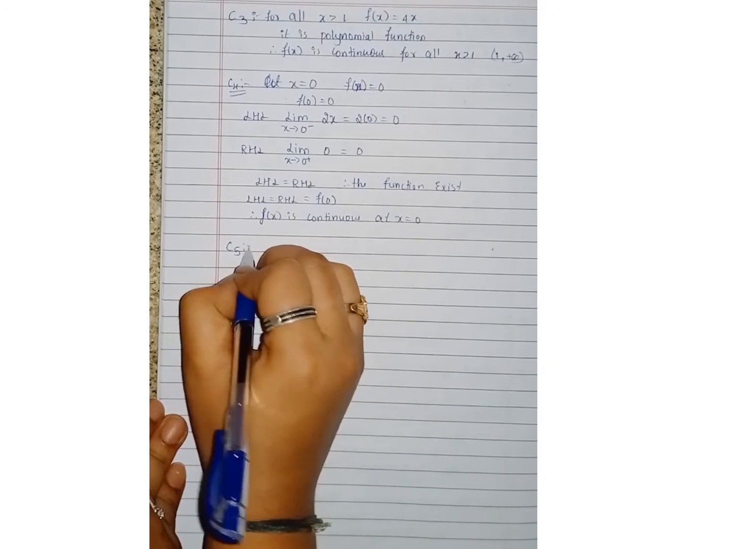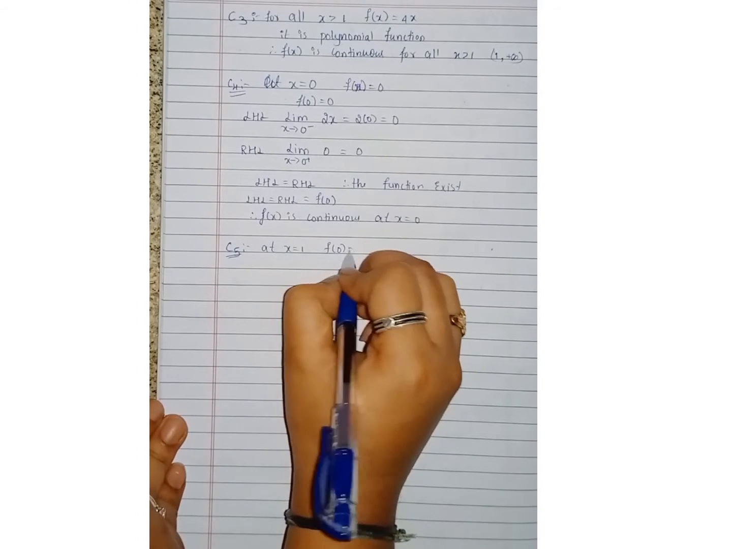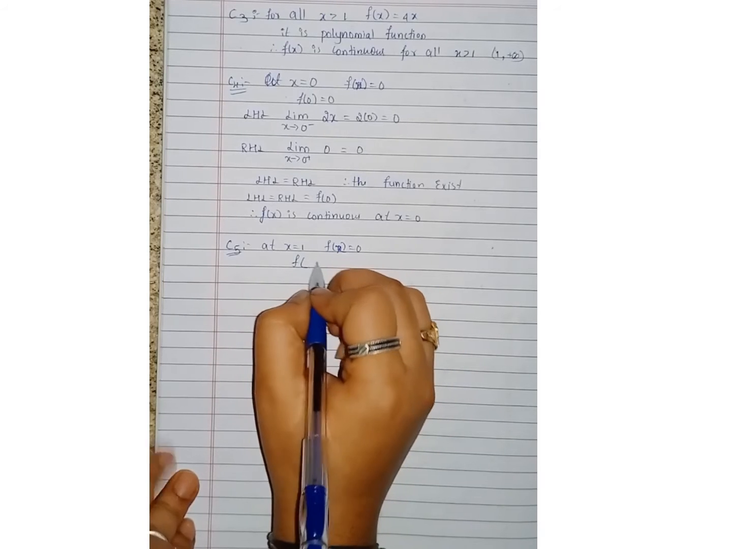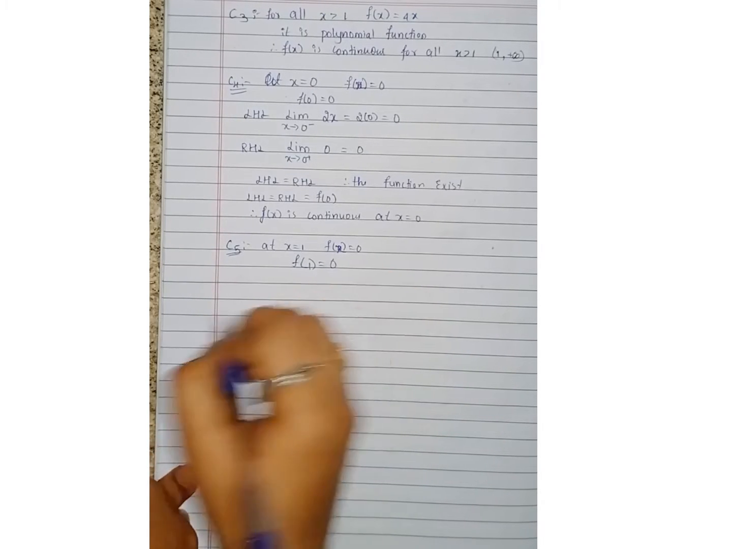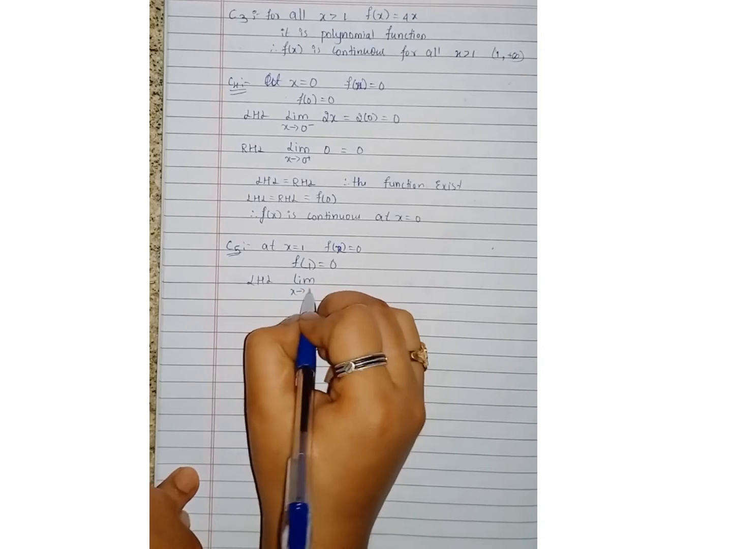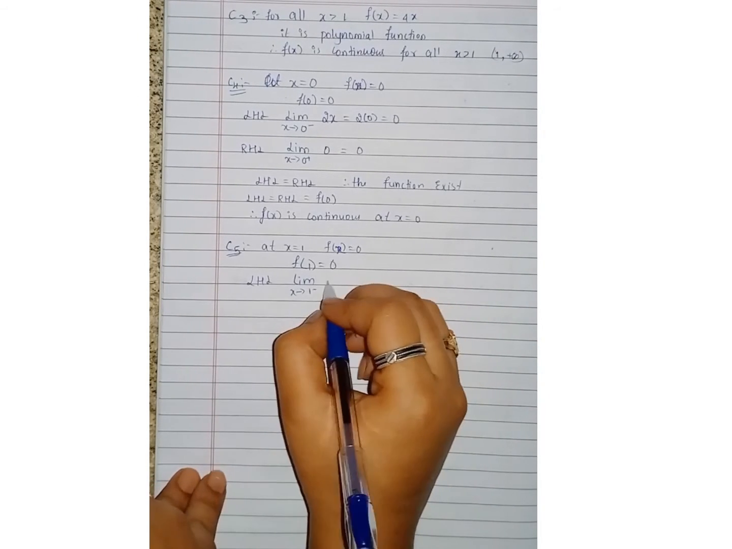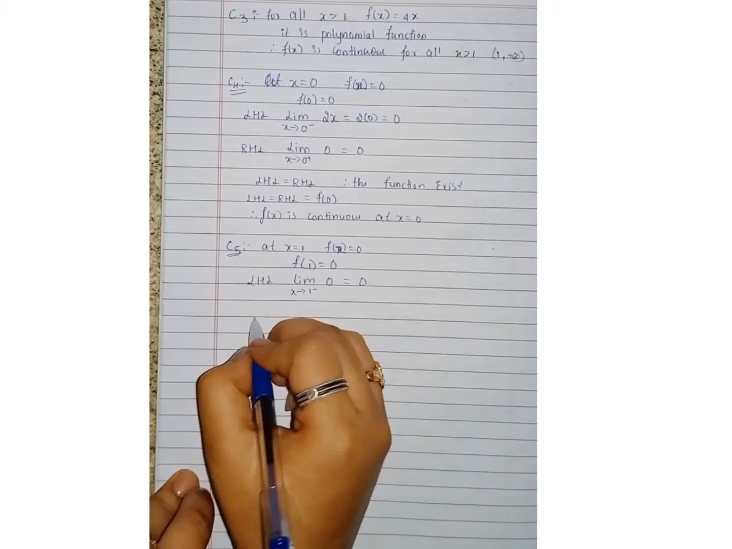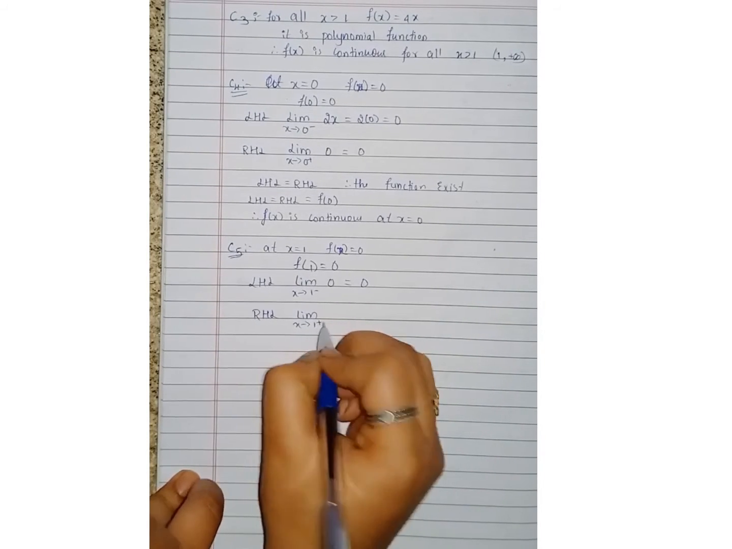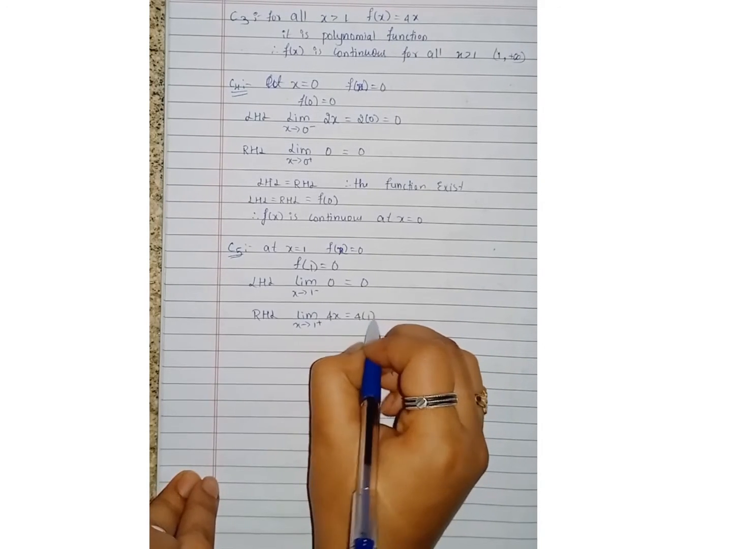Next is case 5, at x is equal to 1. The function at 1 is equal to 0. The left hand limit is the limit x tending to 1 from the left hand side. It should be less than 1. The function is 0, so it is 0. The right hand limit is the limit x tending to 1 from the right hand side. The function is 4x. 4 into 1 is 4.